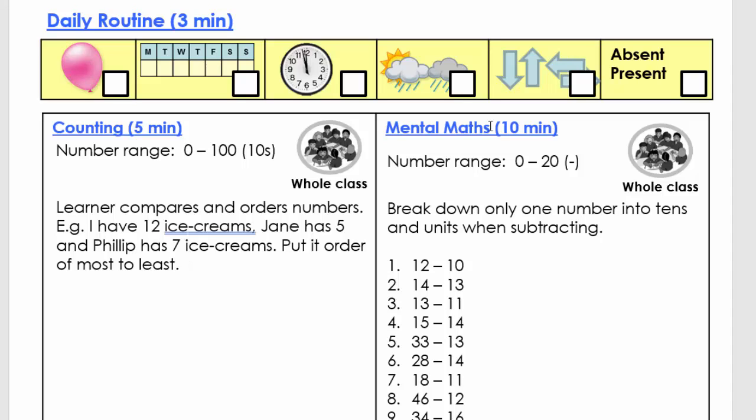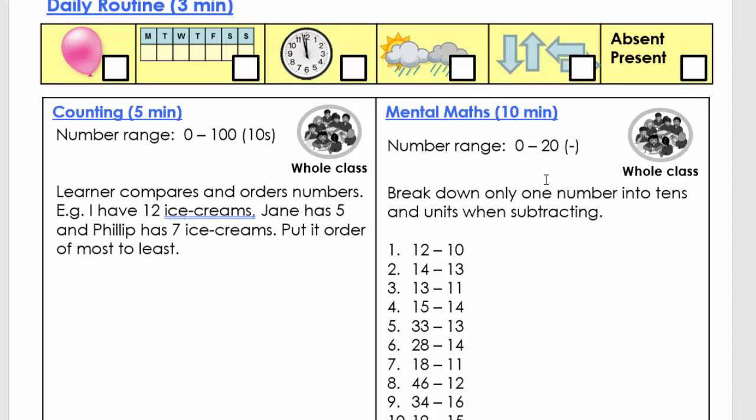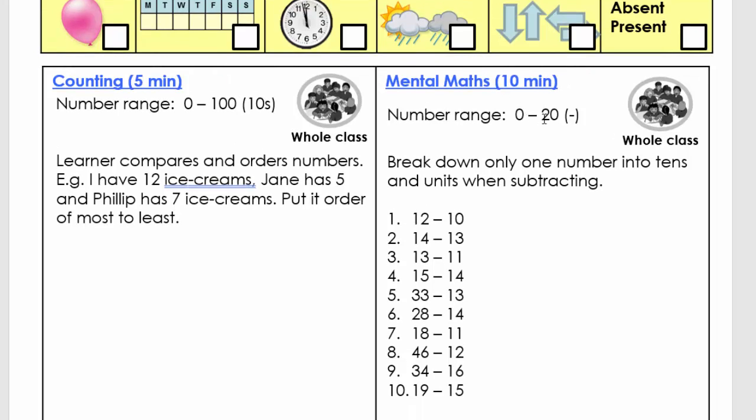Welcome back. So we're going to look at the mental mathematics, and we're going to work between the number range 0 to 20. And we're going to subtract. Now, the very important part here is not only to get the answer, but how do you get the answer? So I want you, after I explain, to pause, and the child every time needs to explain to you. For example, if I've got 12 minus 10, I know 12 is 10 plus 2. So I'm going to minus 10 from that 10, and then I've got 2 left. So the answer is 2.